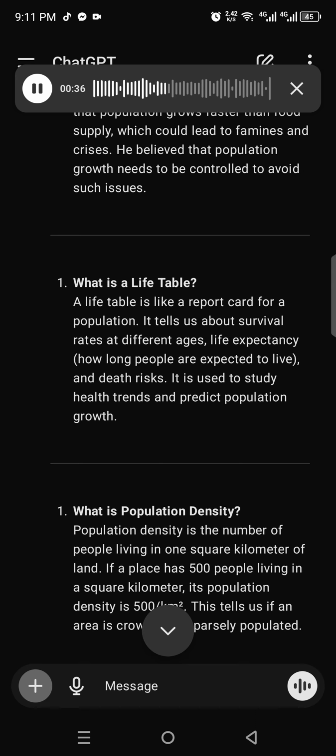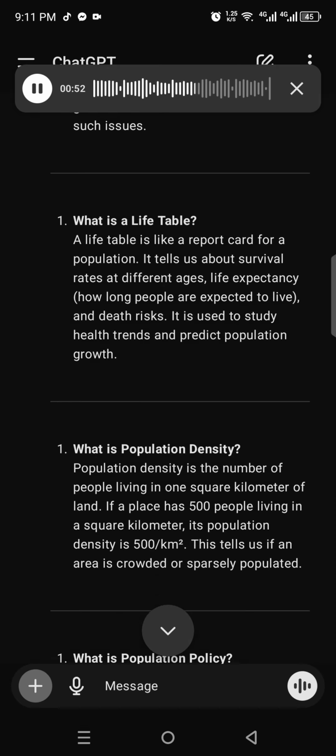3. What is a life table? A life table is like a report card for a population. It tells us about survival rates at different ages, life expectancy, how long people are expected to live, and death risks. It is used to study health trends and predict population growth.